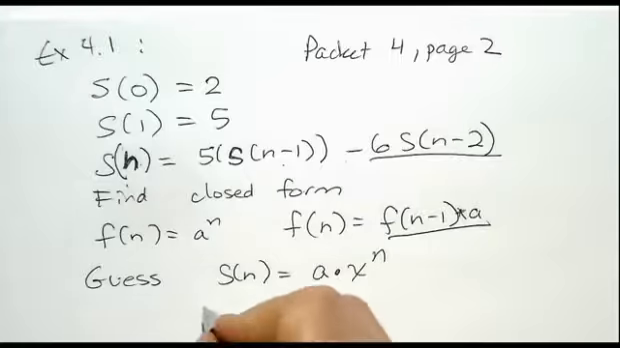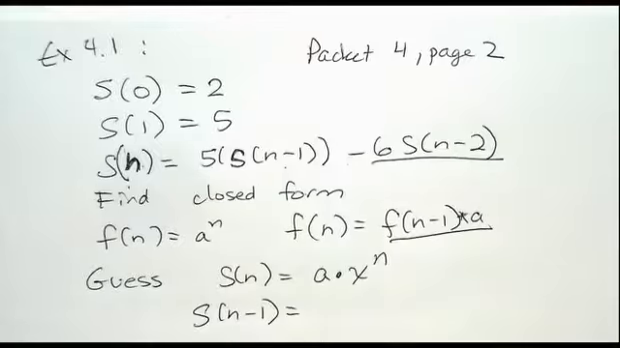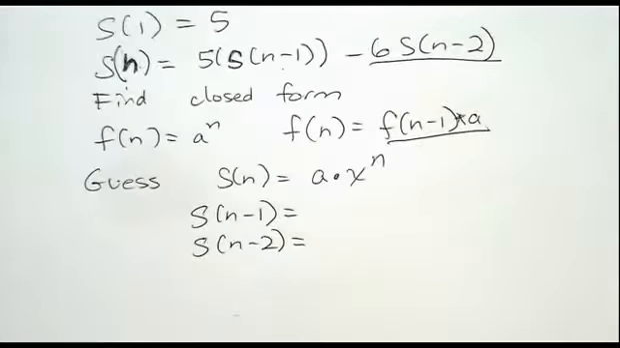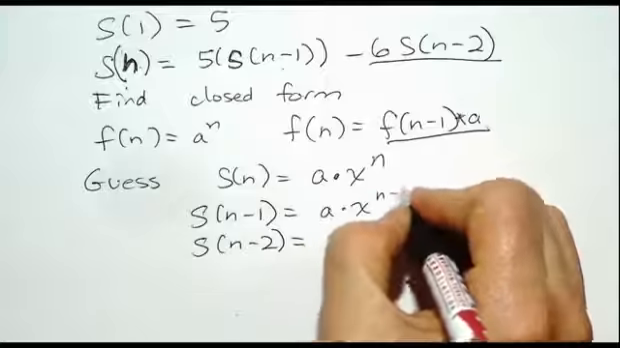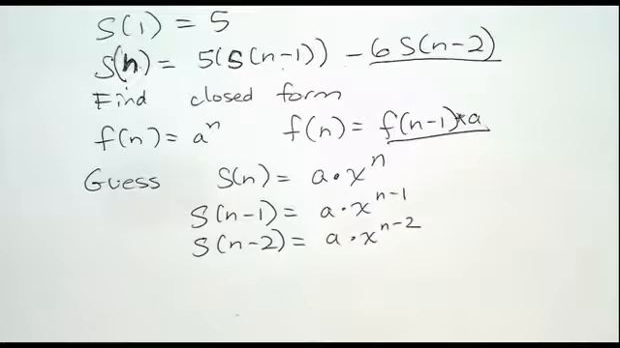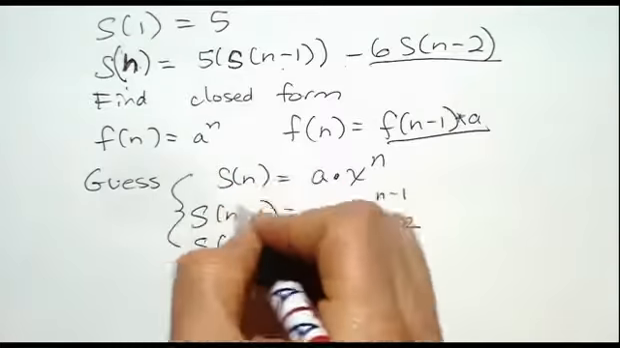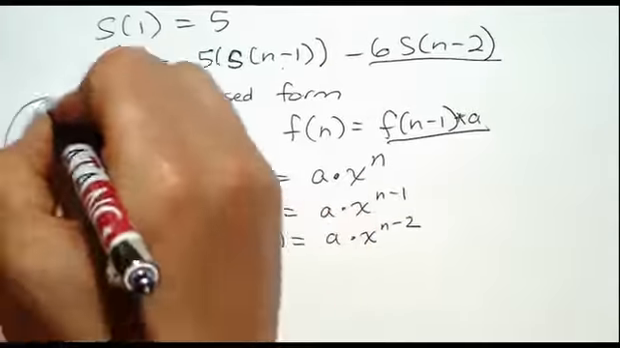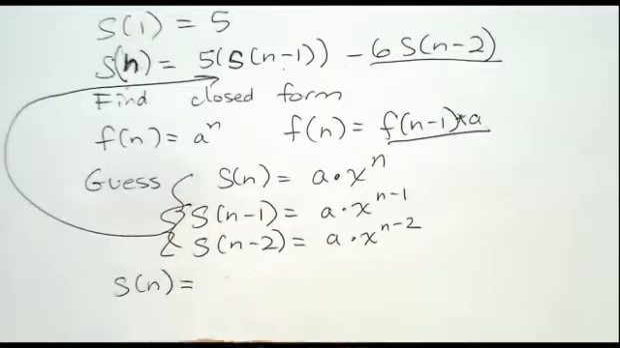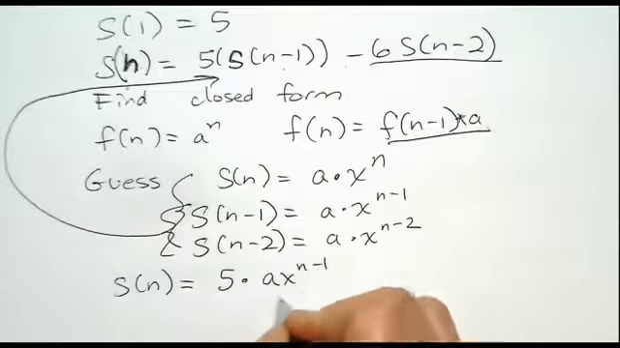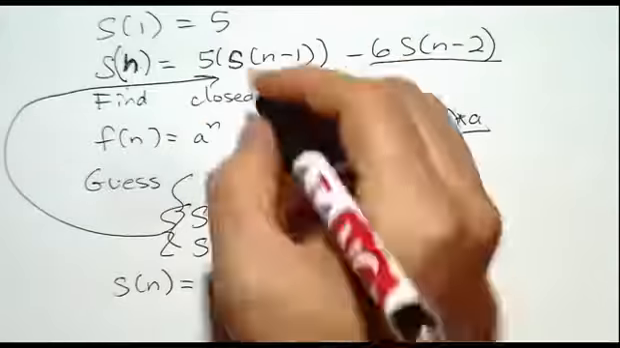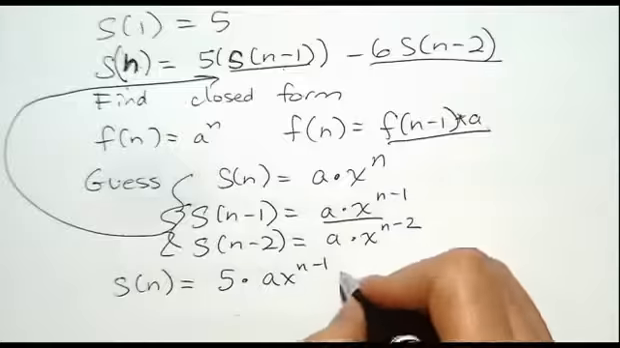So if this is true, I want you to write down what s of n minus 1 is. And also write down what s of n minus 2 is. So just use the formula, and everywhere you see an n, put an n minus 1. And if that was true, then I could plug that back into my S recursive formula, so I can actually put just these two on the right-hand side. So I just put these into the right-hand side here and get S of n equals 5 times a x to the n minus 1. So all I'm doing is substituting in the right-hand side of S of n minus 1 for S of n minus 1 in this formula. And then I'm going to do the same thing for S of n minus 2.